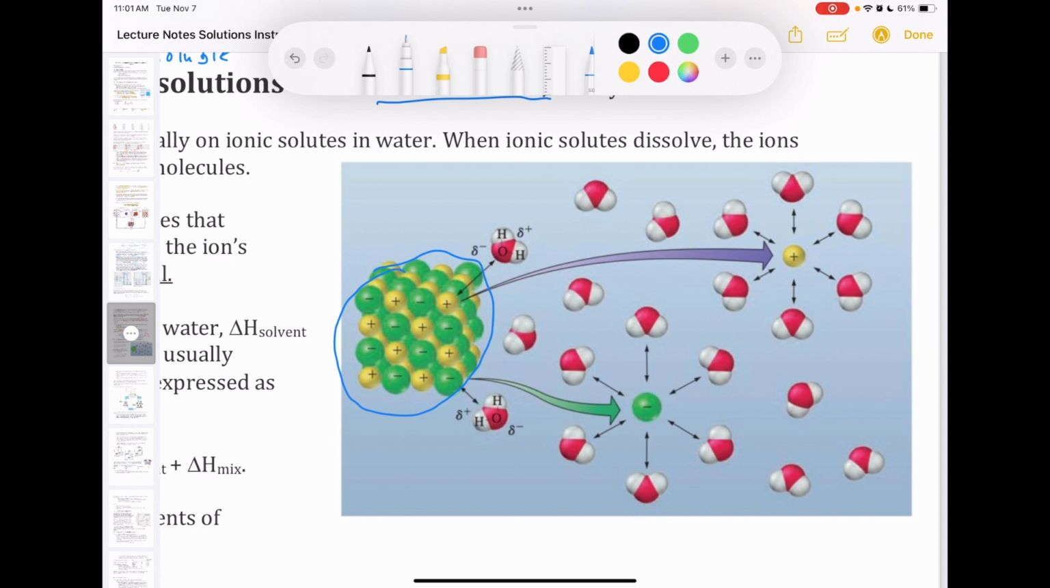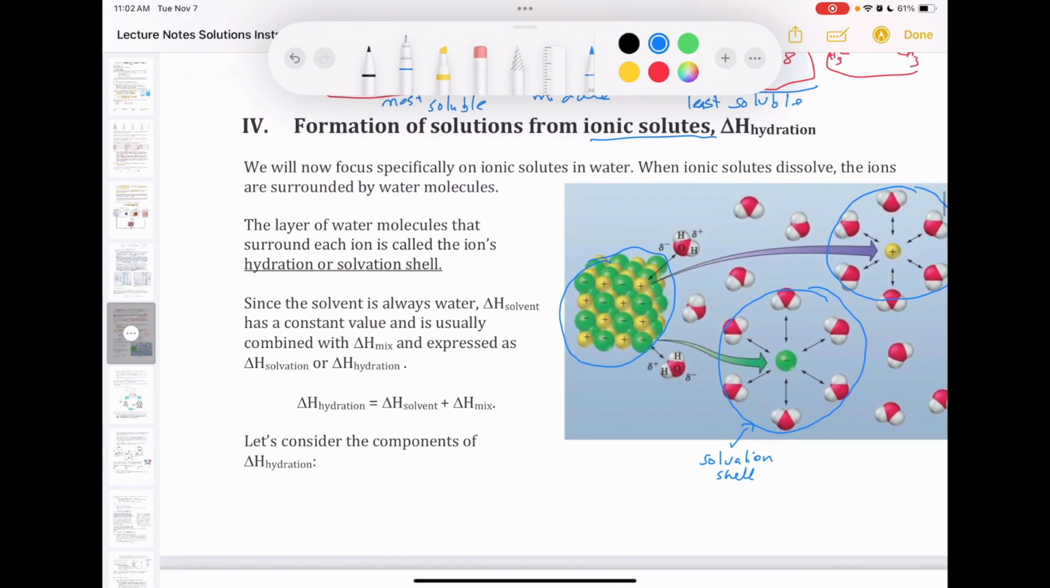And then water comes along and starts pulling on each of these ions, and eventually you form these structures like these where each of the ions is surrounded by a bunch of water. These are actually called solvation shells because there are multiple layers of this that will form. And so that's how an ionic compound dissolves.